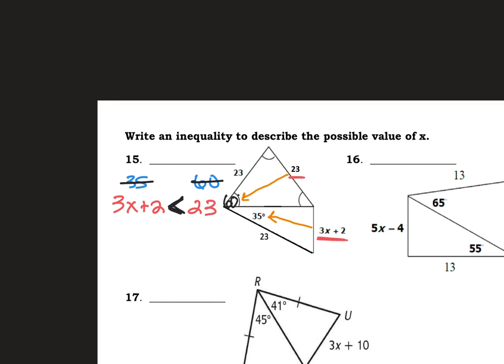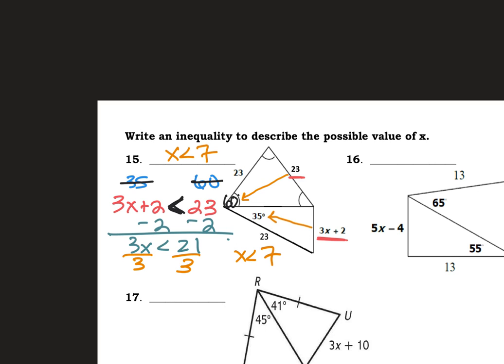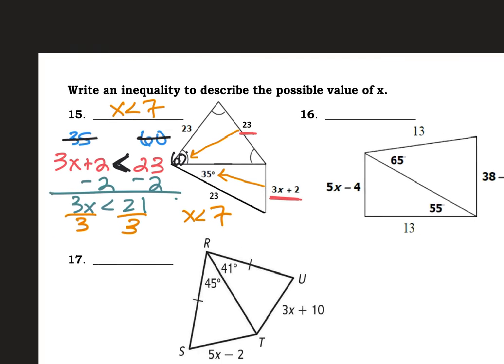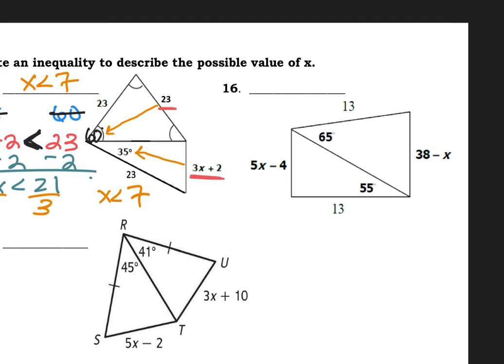So from here, what do y'all want to do? Minus 2. So we get 3x is less than 21. And what do we do next? Divide by 3. So x has to be less than 7. X has to be less than 7. All right, let's try the next one, okay?